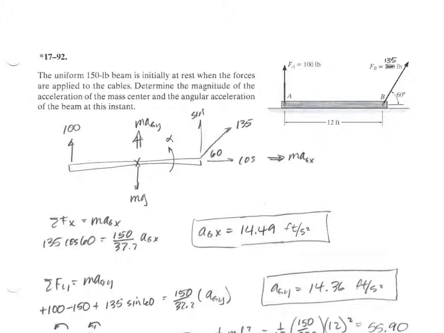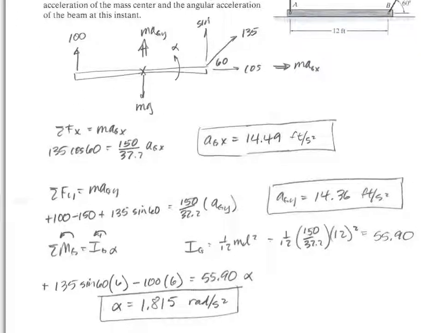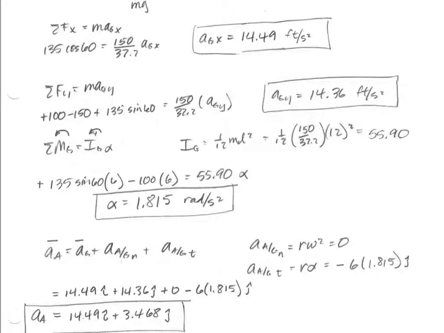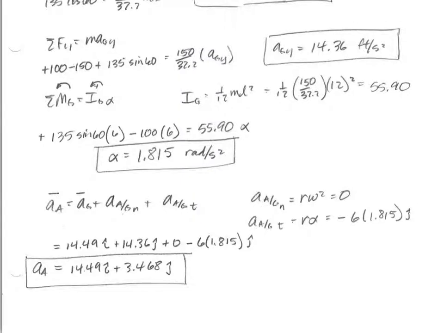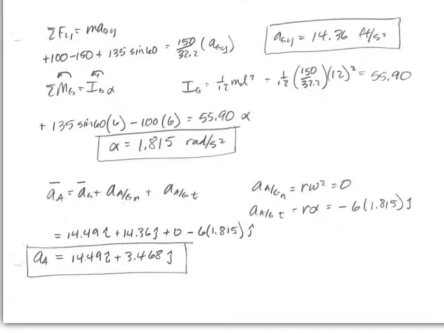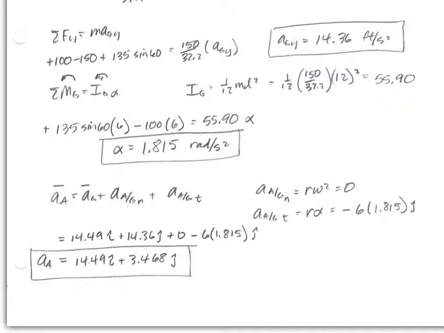So I'm going to change that force. Instead of 200, I'm going to make it 135. And then when I do all the math, I do the exact same thing again. Sum of the forces in the x, sum of the forces in the y, sum of the moments about G is I_G alpha. I get a new alpha. And then when I do my relative acceleration equation, I can see that with a smaller difference in those two forces, I can actually get a positive acceleration of A in both the x direction and in the y direction.